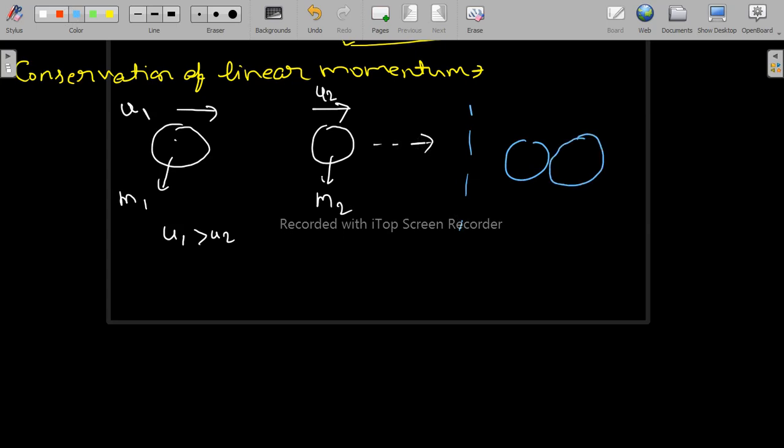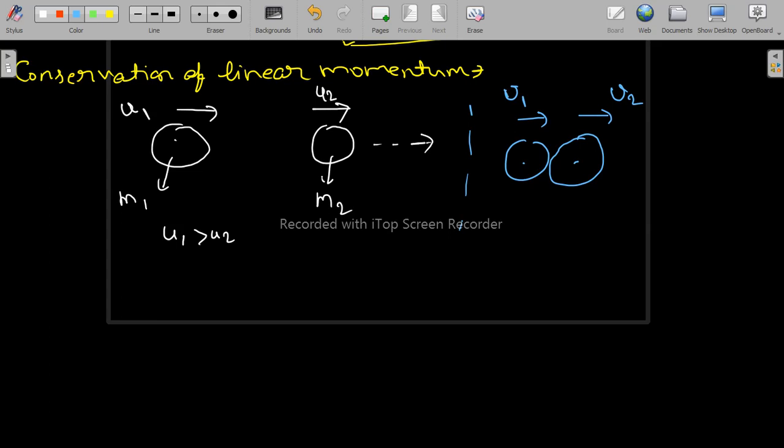Suppose this object collides, and there is a collision between the two objects. When there is a collision between the two objects, their velocity will change. That is, the final velocity of the first object becomes v1 and of the second object is v2. So the final velocity of the first object will become v1 and the second object will become v2.